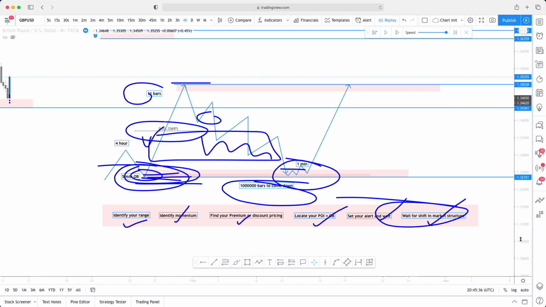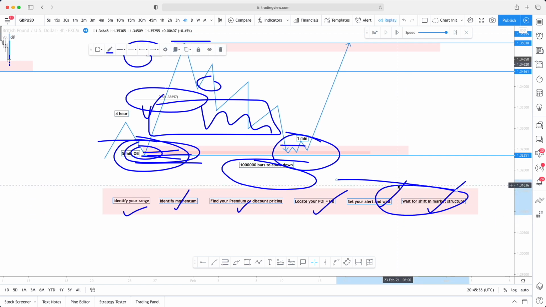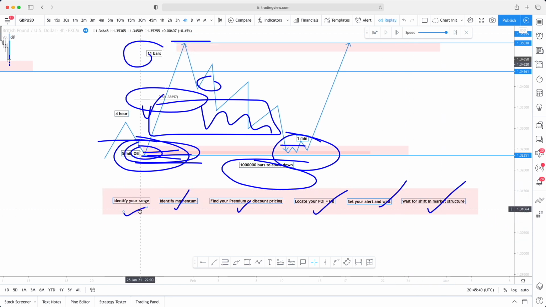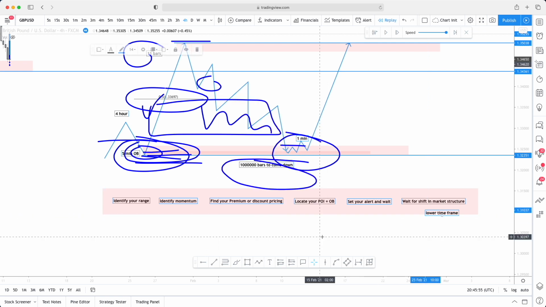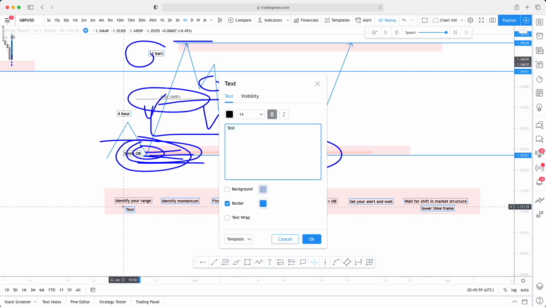So this is literally all you need, right? Identify your range, identify momentum, find the premium discount pricing, locate your POI and OB, set your alert and wait, and then wait for the market structure shift. Just to add, this is going to be on your lower time frame. And so this is your lower time frame, right? And this is going to be higher time frame, and I'm going to write top down analysis.